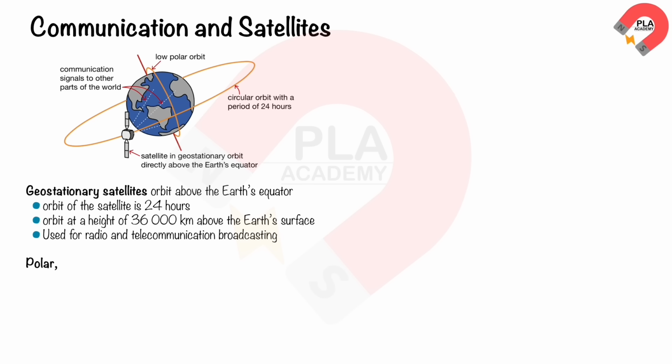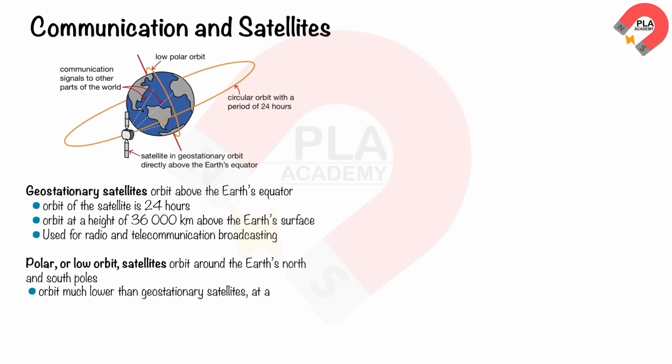Polar, or low orbit, satellites orbit around the Earth's north and south poles. These orbit much lower than geostationary satellites, at around 200 kilometers above sea level.